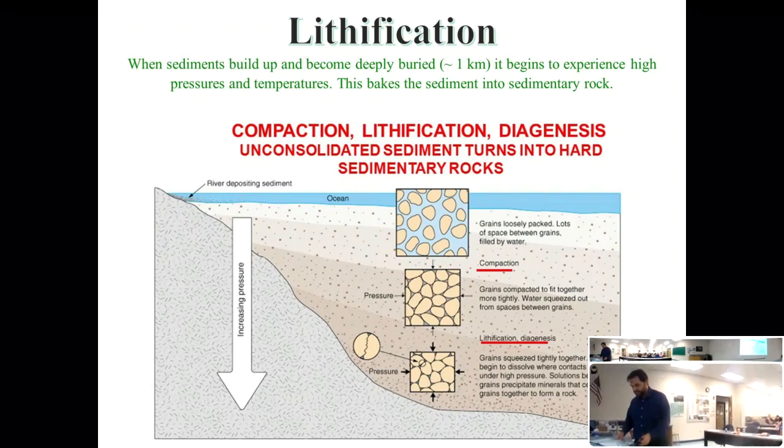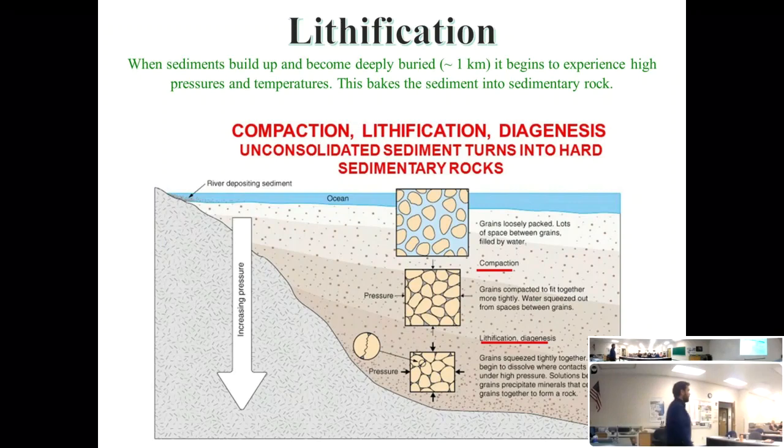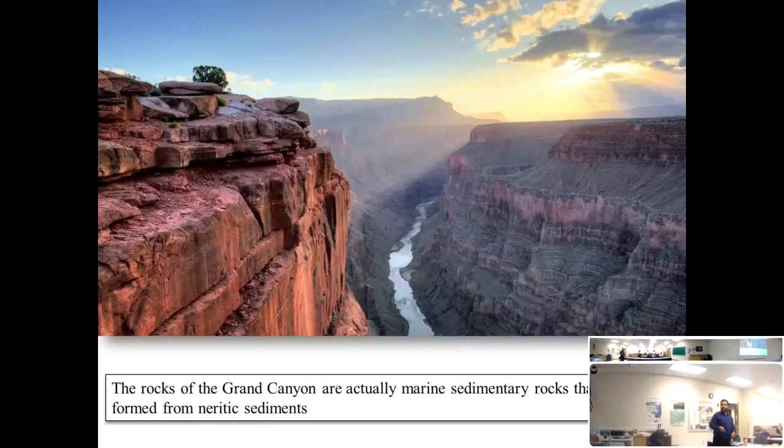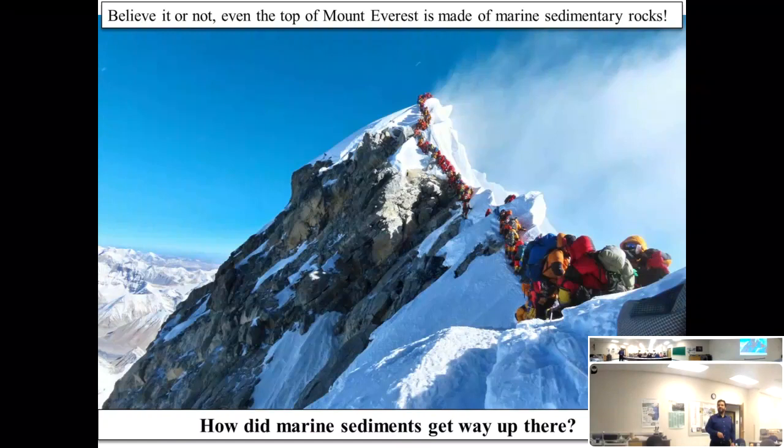One thing I want to point out that's kind of interesting is that there are marine sedimentary rocks on top of Mount Everest. Isn't that weird? How did those get up there? After sediments are lithified, they turn into rock. And the rocks of the Grand Canyon, similarly, are all made out of marine sediments, like limestone and calcareous oozes and siliceous oozes. So how did the sediments get way up there on the top of Mount Everest?